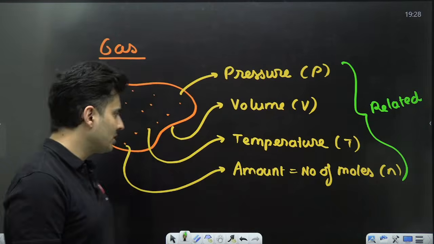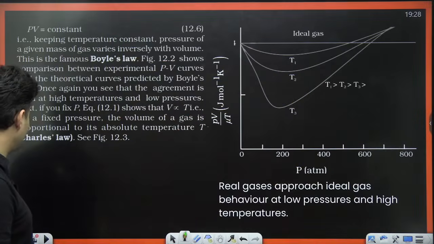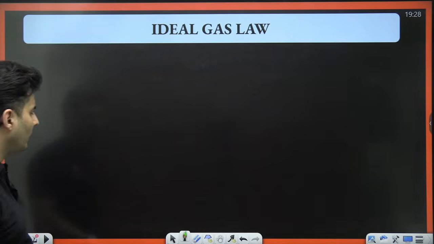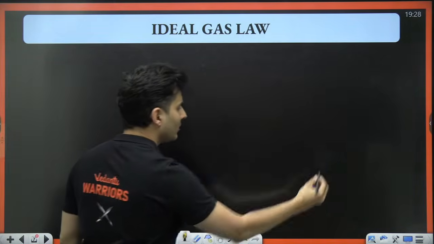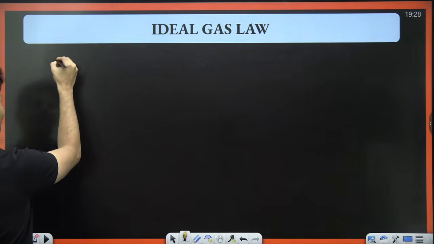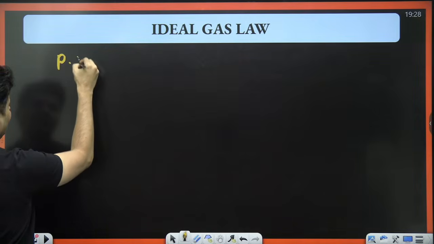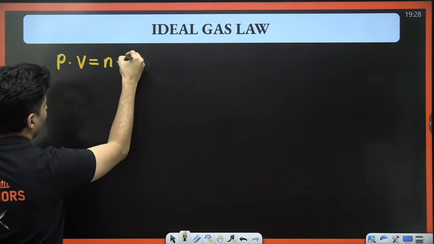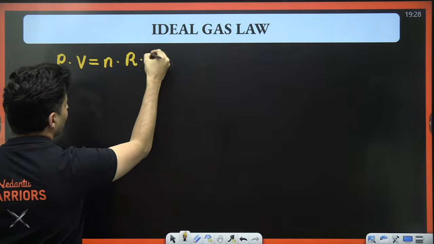And that relationship was given by the gas law, or ideal gas law. And that ideal gas law looks something like this. Then we'll go to this slide, don't worry. The ideal gas law looks like this: pressure into volume is number of moles into a constant into temperature.